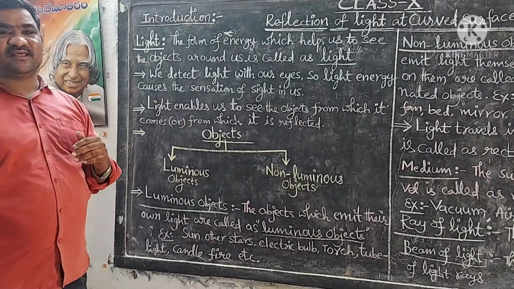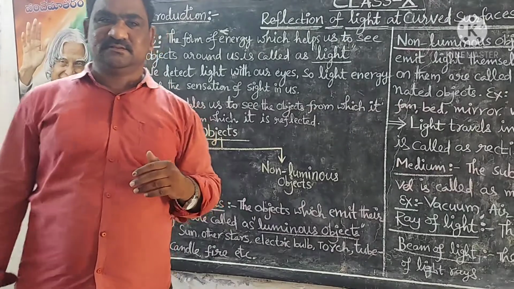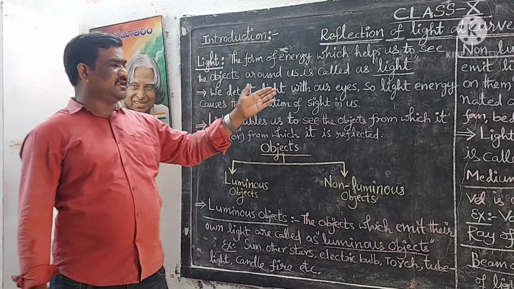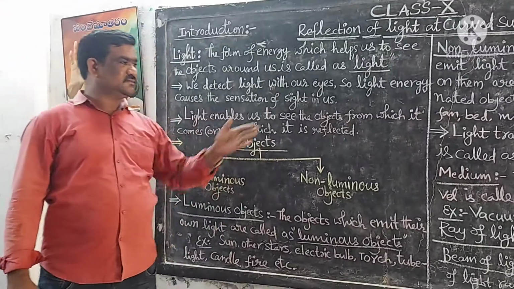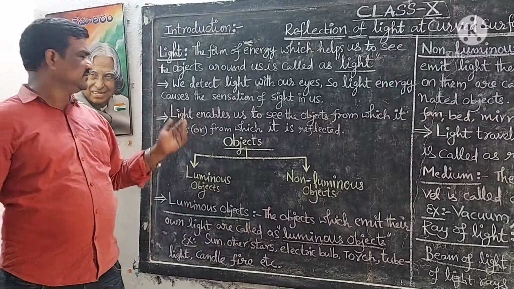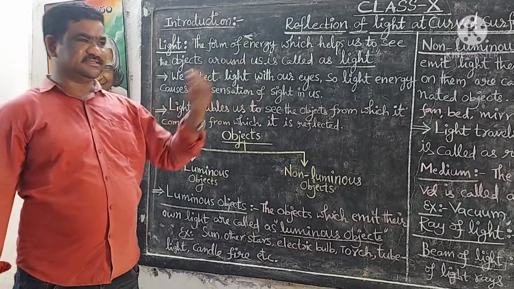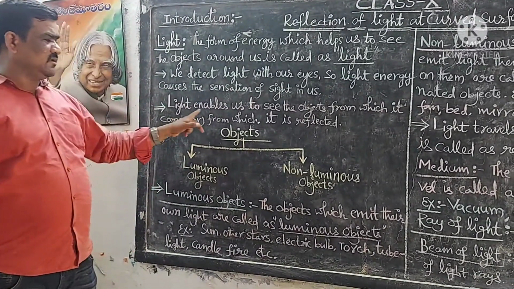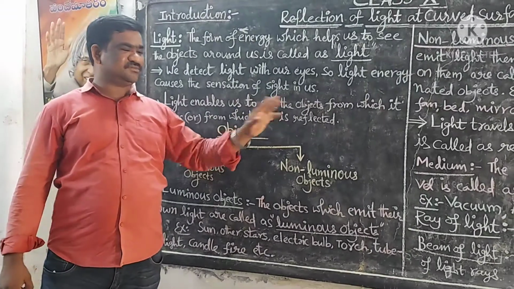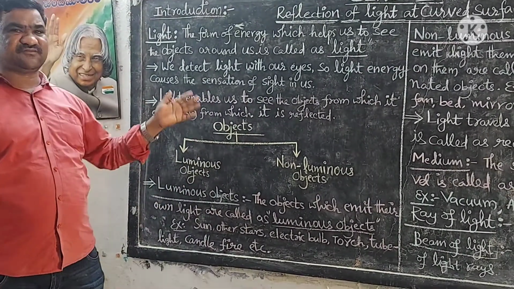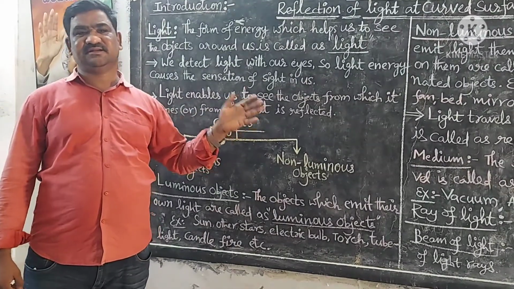How can we detect the light? We can detect the light with our eyes. So light energy causes the sensation of sight. Light enables us to see the objects from which it comes or from which it reflects.